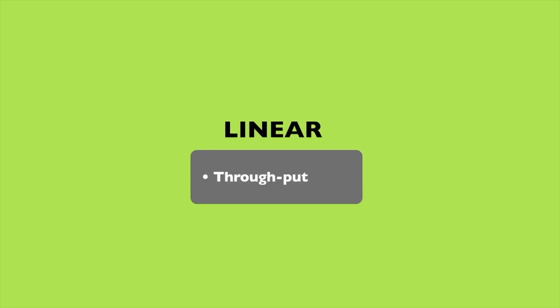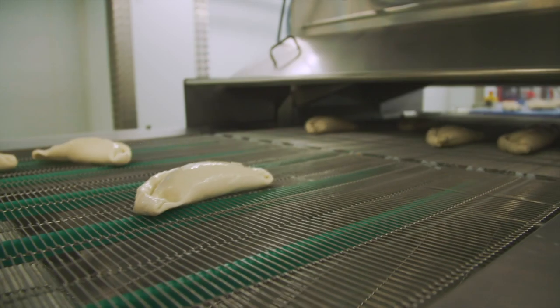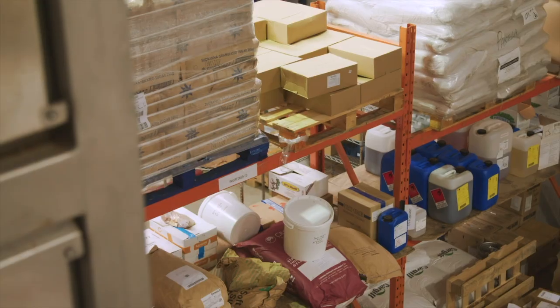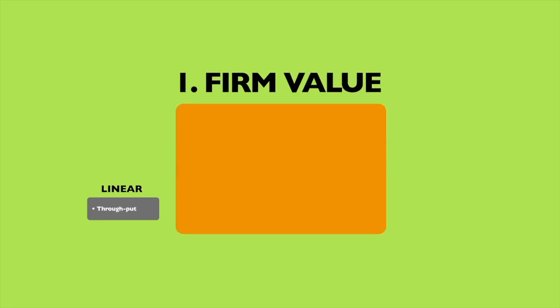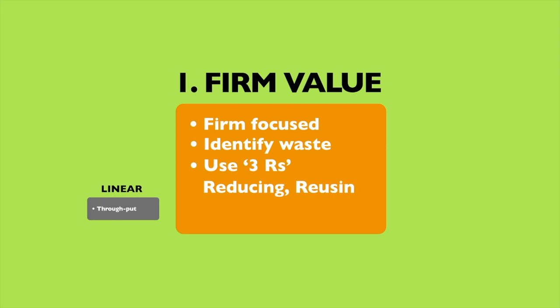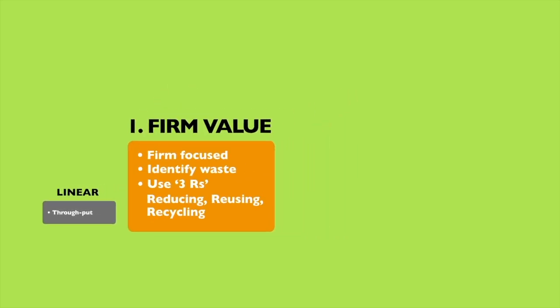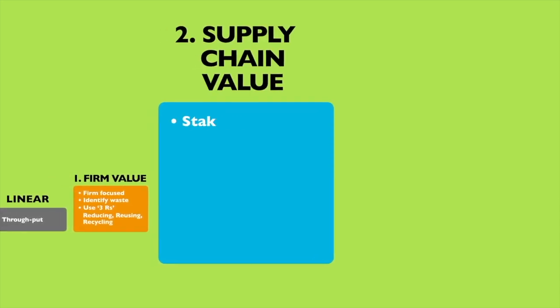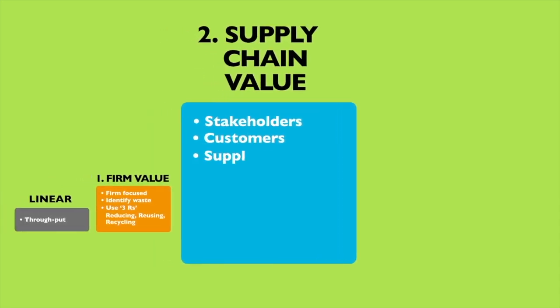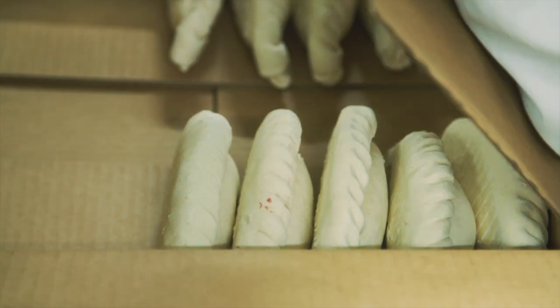The linear production systems of the 20th century are very much running already, so there's no need to have an emphasis on throughput. Now we're thinking about, on the first step, firm value and the 3 R's: reducing, reusing and recycling. And as firms step up a gear, they start to think about value across the supply chain. So they start to connect with customers, suppliers and distributors.